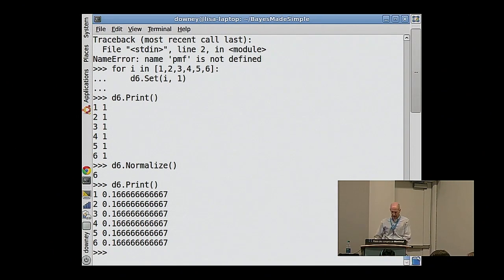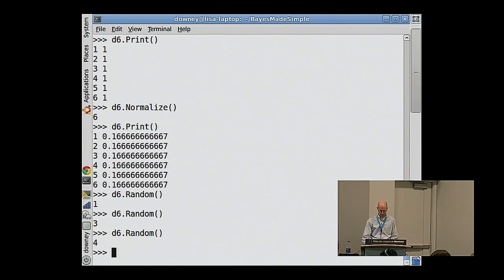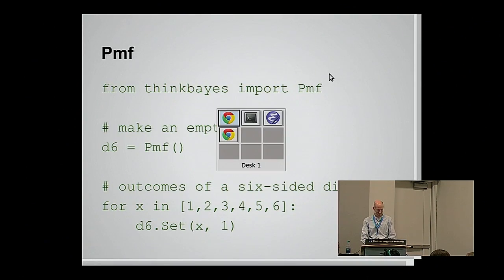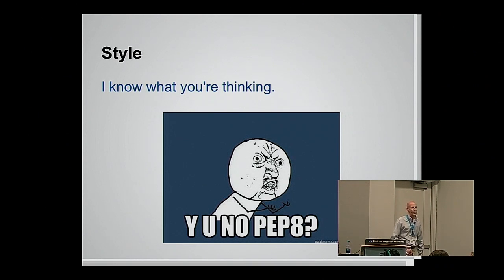Excellent. And the PMF class comes with a bunch of methods, including things like random, where you can draw a random number. Every time you call that, it's the same as rolling a 6-sided die. And if you rolled it a whole bunch of times, you should see that each one comes up with equal probability. Okay. So that's my library.